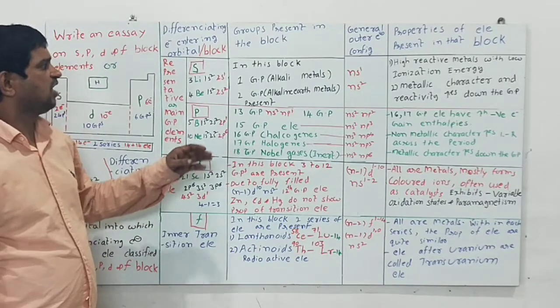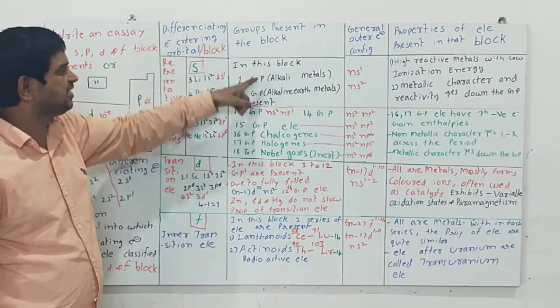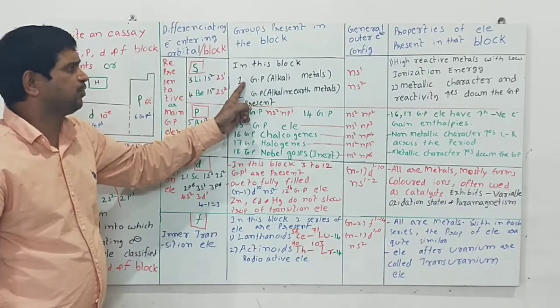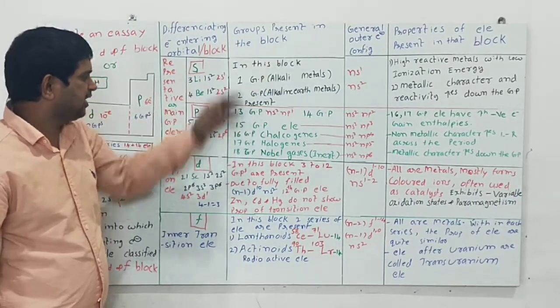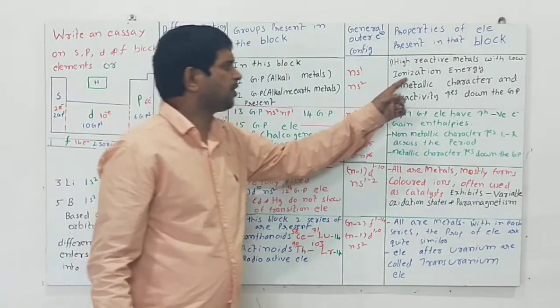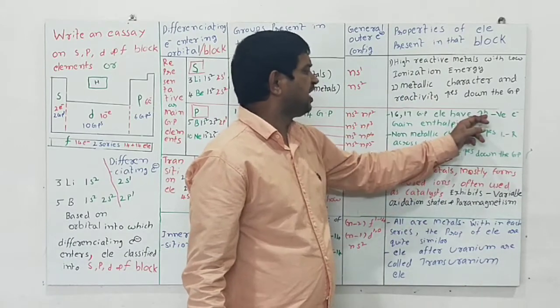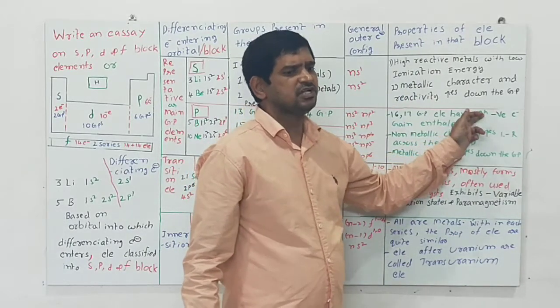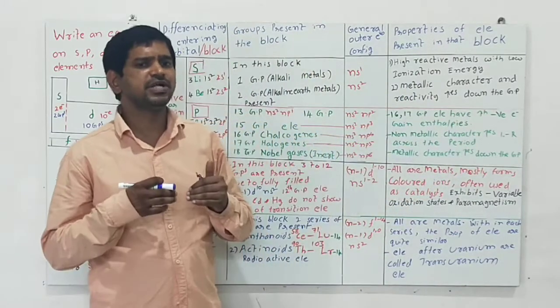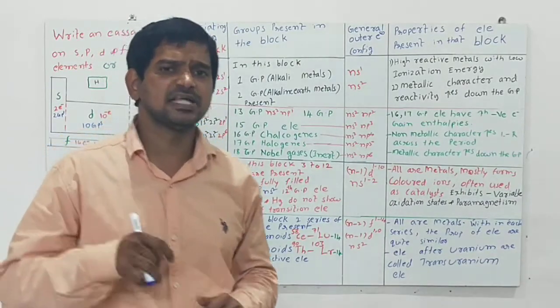Okay. In subsequent classes, I am going to explain why the groups are given these names. For example, first group is called alkali metals and 17th group is called halogens. Some other properties like ionization energies and electron gain enthalpies I will explain in subsequent classes. With this, I am concluding this class.